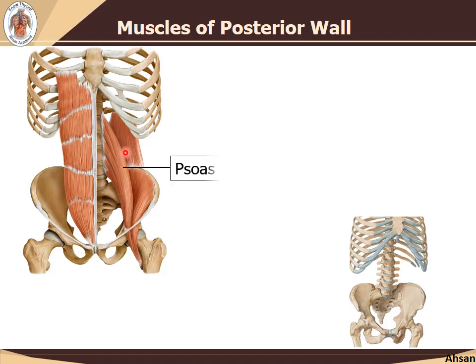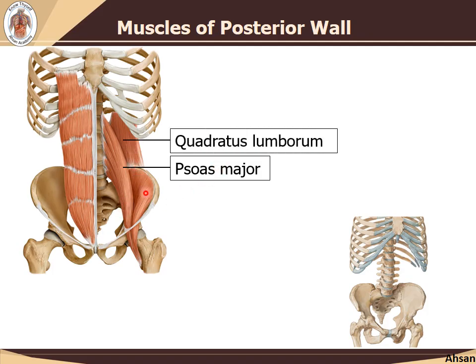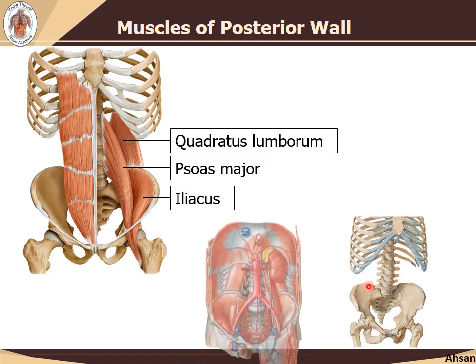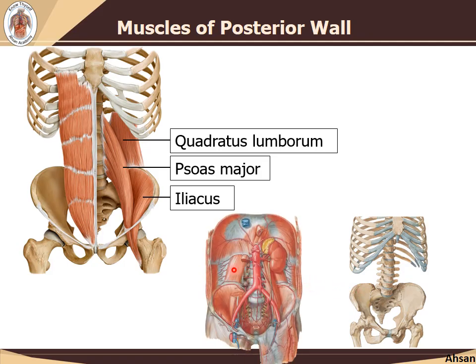The figure on the left side shows the 3 muscles we'll be discussing in this area. This is the psoas major muscle, this one is the quadratus lumborum, and this one is the iliacus muscle. All these 3 muscles form the posterior abdominal wall. Other muscles are considered muscles of the back. Here you can see the skeleton of the posterior abdominal wall. You can see the quadratus lumborum here, and the psoas major is cut here. Here you can see the psoas major, and this one is the iliacus.